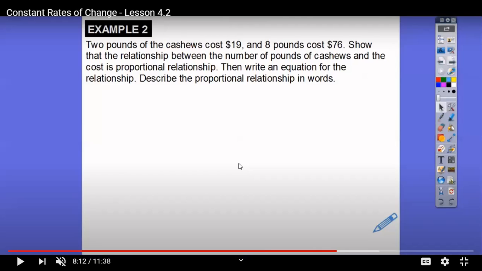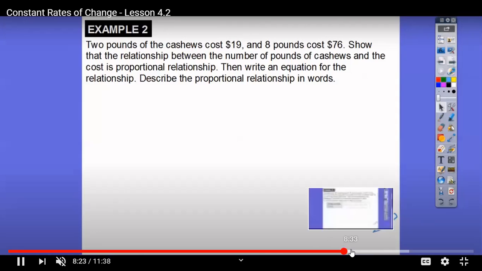So at the beginning, 2 pounds of cabbage costs $19. So we have to find the ratio, or the rate, between them. Then we will divide the cost. We want to know now, from 2 pounds, how much 1 pound will cost.